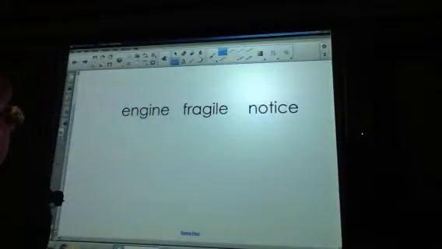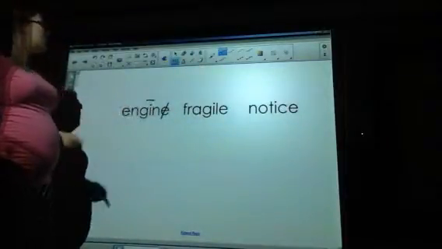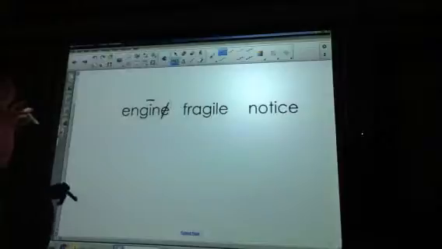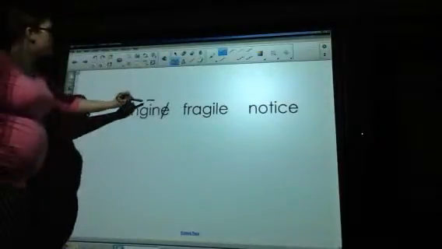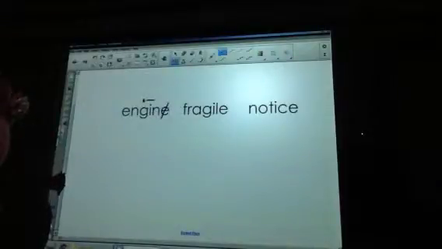Yes. Put an A and put a macron above the I. What else? G. Put a dot. A G before an I is going to be soft, so put a dot above that. That's it. Now, do I have more than one vowel sound?